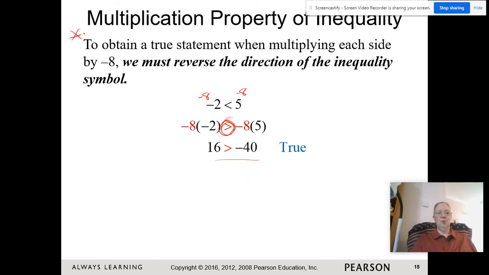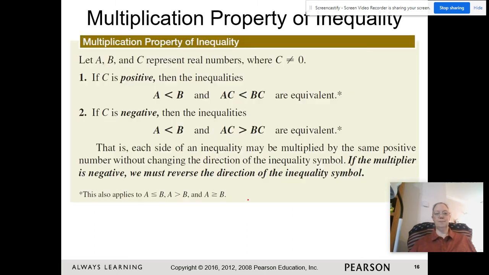Write this down. It's important. Everybody always forgets. We must reverse the direction of the inequality symbol when we multiply by a negative number. When we multiply by a negative number, we have to reverse the inequality symbol.